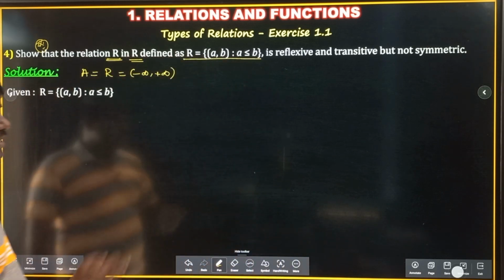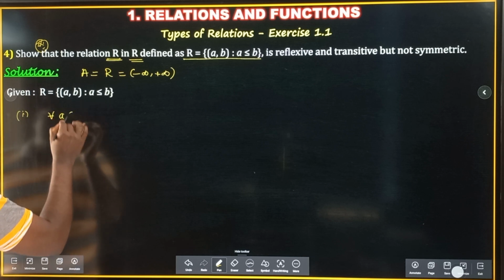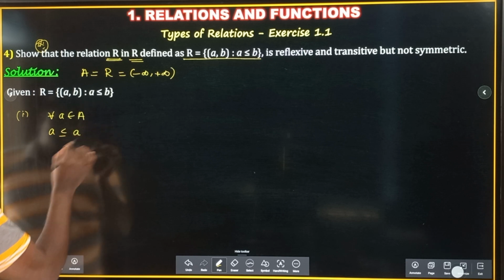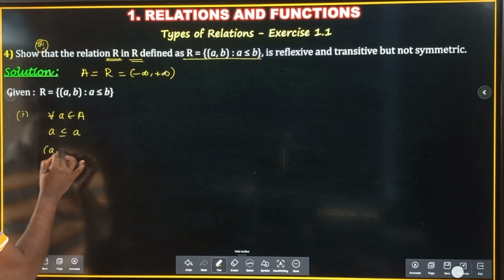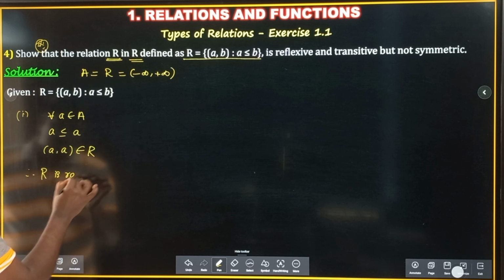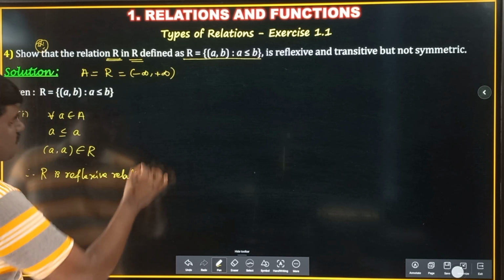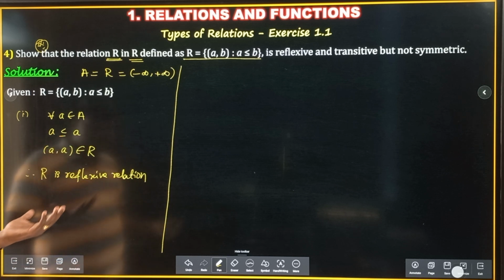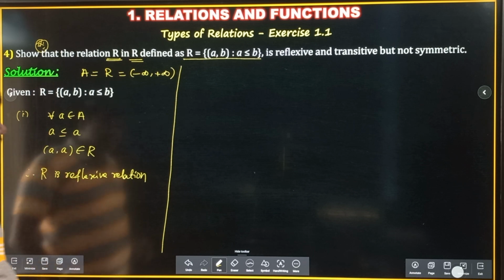First, reflexive. For all a belonging to set A, a ≤ a is possible for any number. So what is the conclusion? (a, a) belongs to R, so R is reflexive. Is that clear? For any number you take, a ≤ a holds, so it is not a problem.